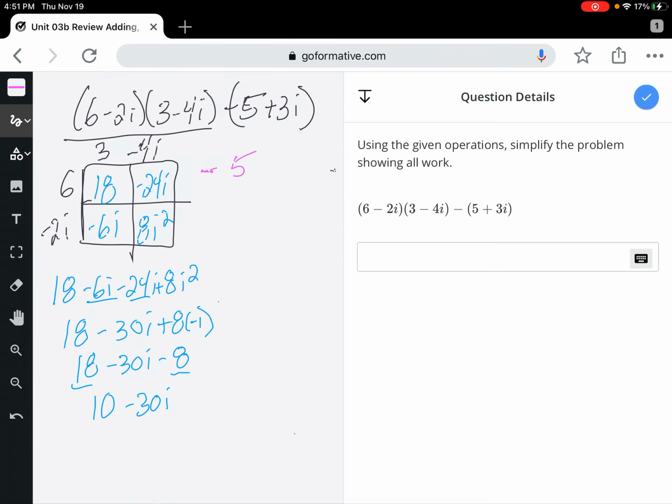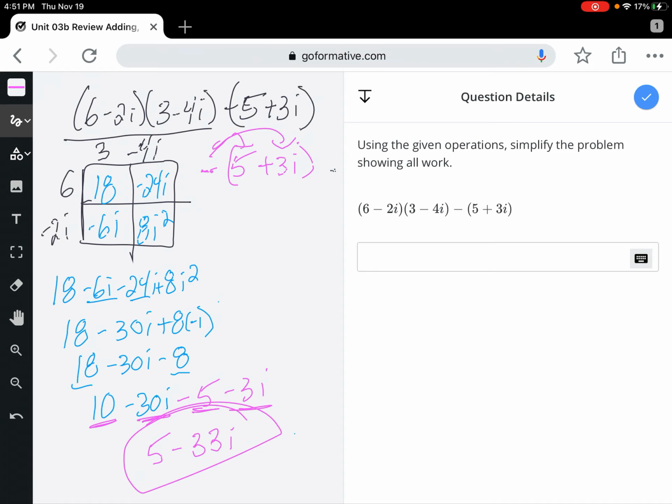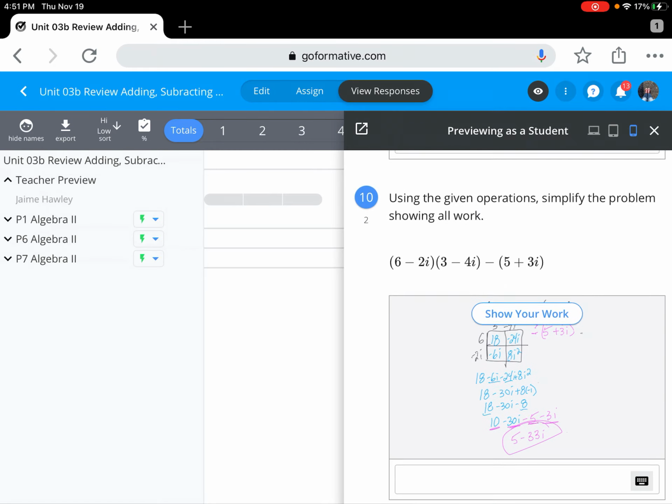Okay, I do the same thing for the other side. I have this minus 5 plus 3i. I just do distributive property here and here. That's all I can do. So this is going to be minus 5 minus 3i. And so all we do is we combine our like terms. 10 minus 5 is 5. Negative 30 minus 3 is negative 33i. And there you go. You're all done.